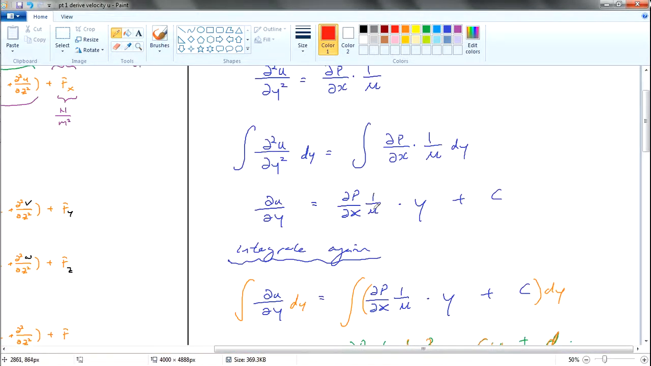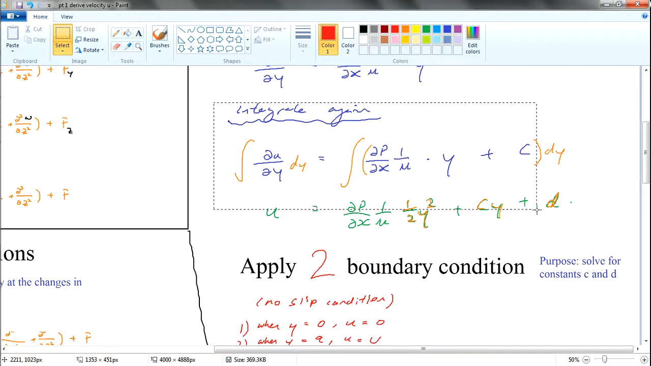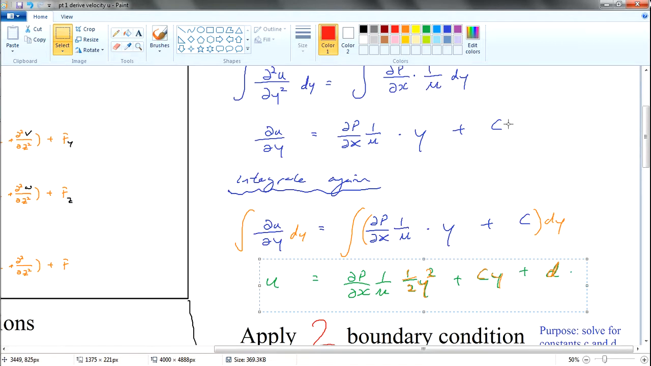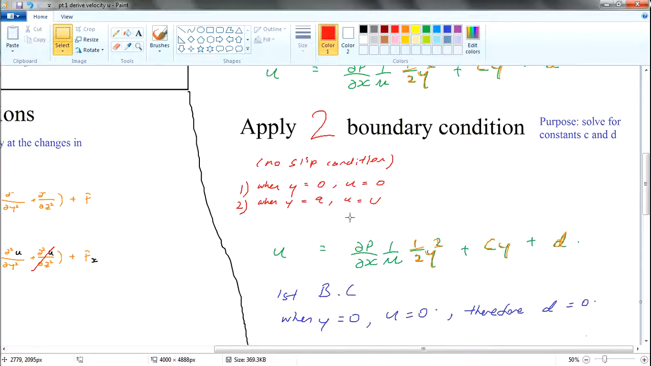So you integrate 1 time, you get a constant c over here. And then you integrate again, and you have plus cy over here, and then plus d. It's simple, not simple, but rather okay. That's integration, that's all. So you integrate 2 times. You apply your 2 boundary conditions.